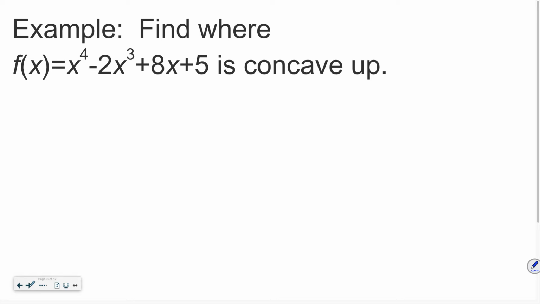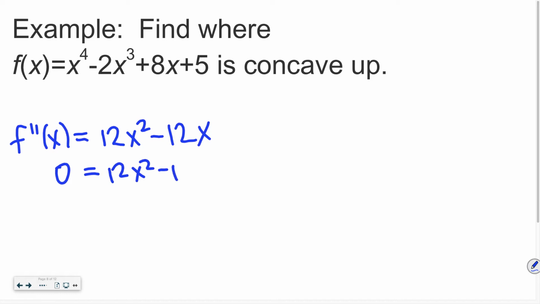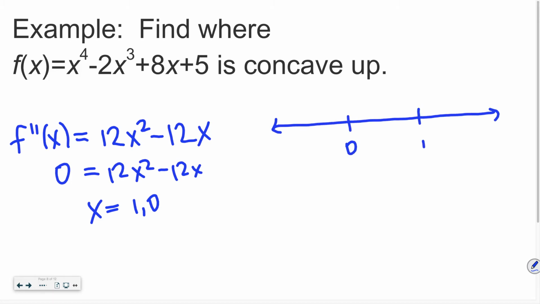All right, our second derivative. Caleb, what do you have for our second derivative? Minus 12x. Okay? Do you agree with Caleb's second derivative? So when you set this equal to 0, you come up with potential inflection points. Where, Dylan? 1, 0. Okay.